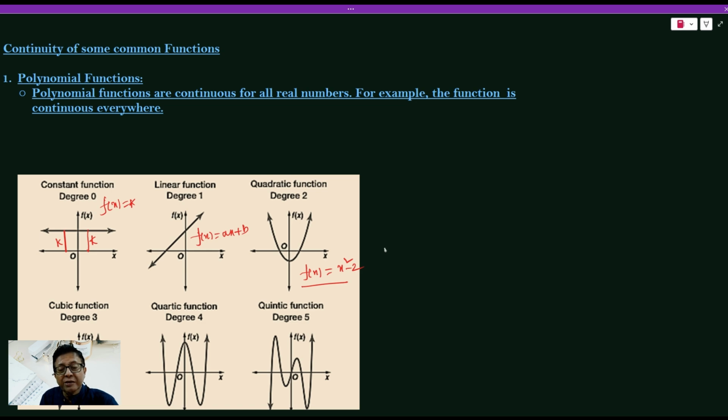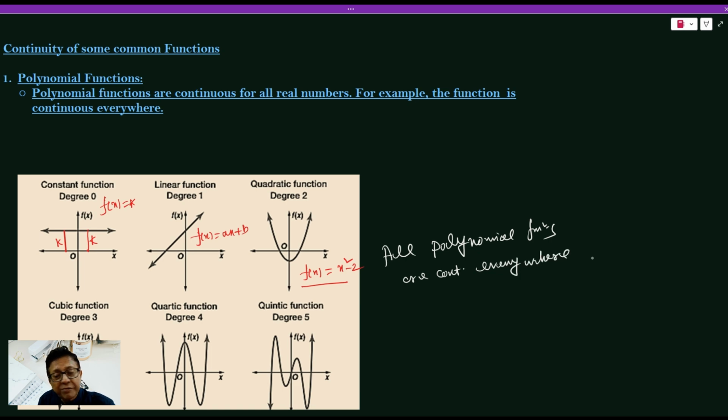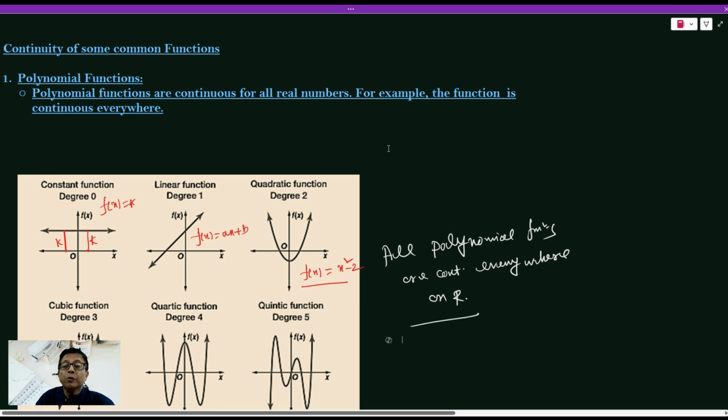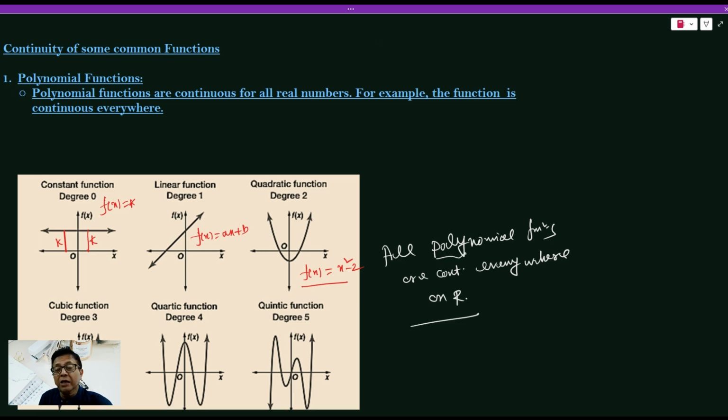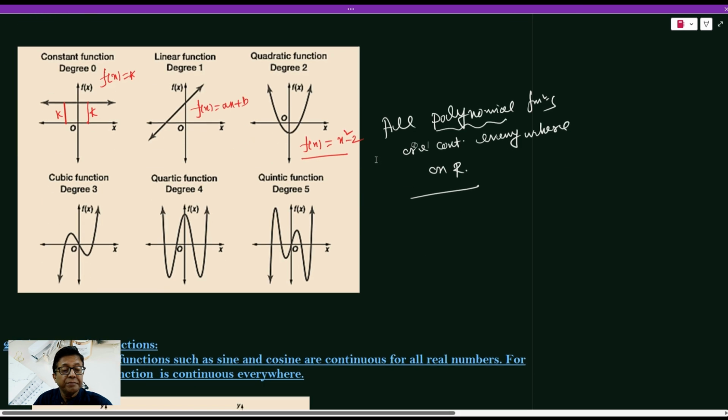We'll state that all polynomial functions are continuous everywhere. You can say everywhere on R. These are all real functions. They are continuous. So polynomial functions are continuous everywhere.